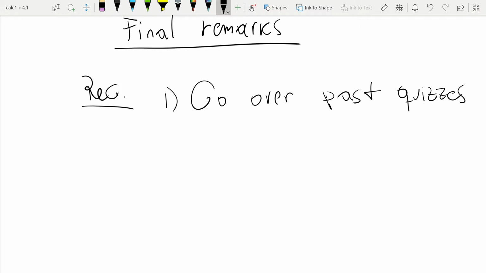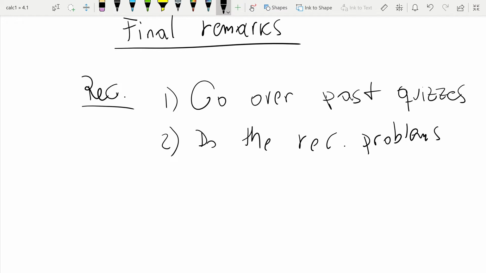Go over each one of them, and with a focus on learning to recognize what the problem is about, so what section it belongs to, and what you were supposed to do. Okay, so, do the recommended problems of each section. This is something I've been posting since the beginning for each section. Go over each one of them. That will be definitely good.